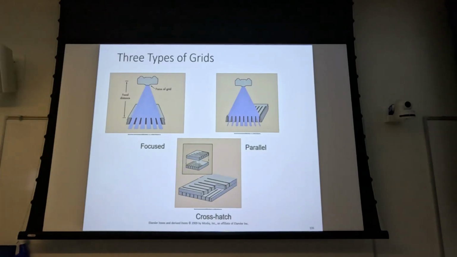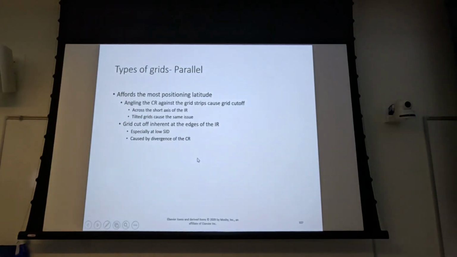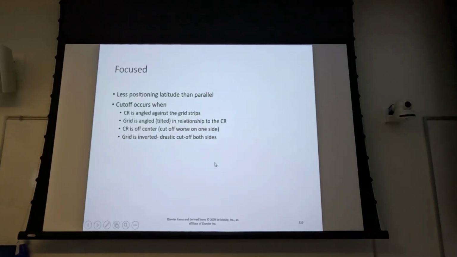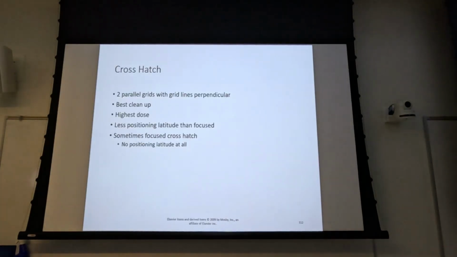Otherwise, your central ray is not perpendicular to the center of the focus grid. Okay, so something else that you might see on a test is off level, and all off level means is the grid is tilted. So off level, grid tilted, you're going to get grid cutoff. All right, so we talked about all of that. Diagram for that.